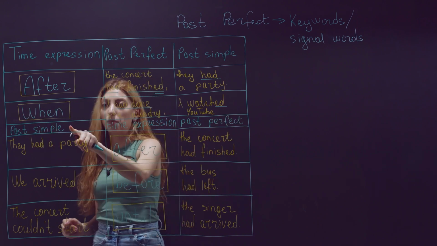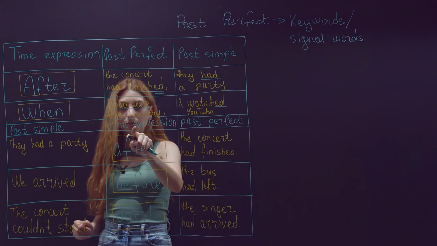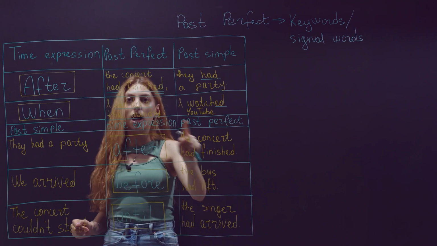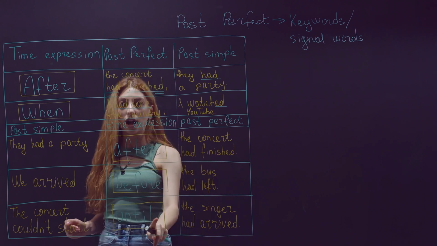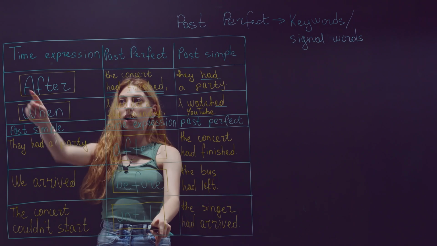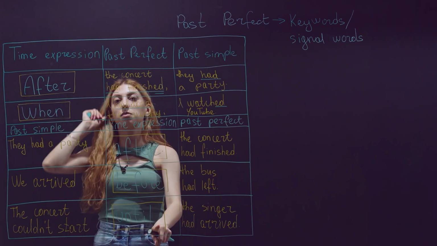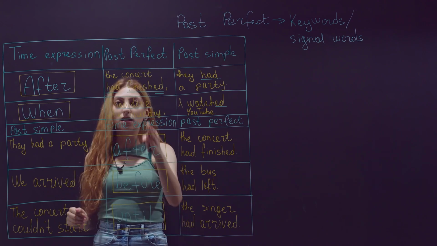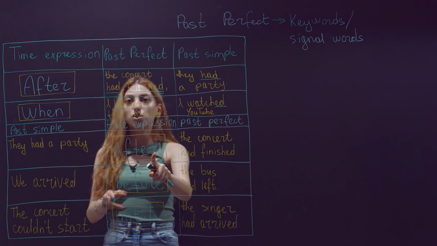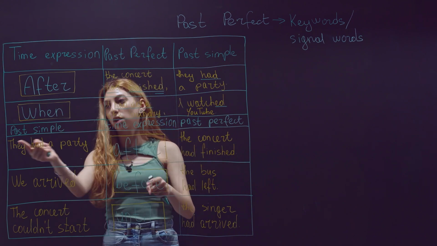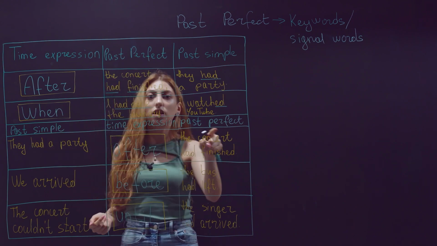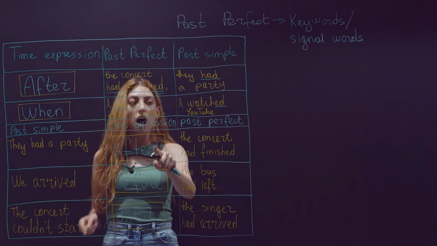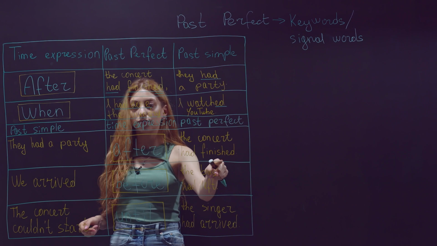What if I have past simple, time expression, then past perfect? In the case of this kind of structure, I need to use after, before, and until. As I said, in the case of after, we have two options. If the after is in the middle of the sentence, we are going to form it like this: before it, we are going to have past simple, after it, past perfect. Let's have an example. They had a party after the concert had finished.